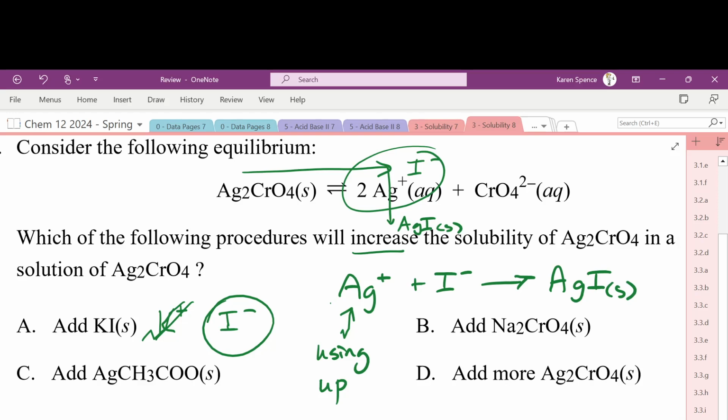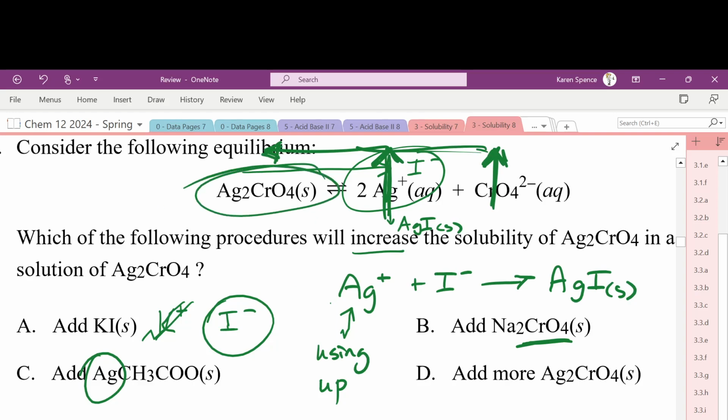Now, you could also do it by process of elimination. If you add silver, you're increasing the silver, which would cause it to shift to the left, which would certainly not increase the solubility. Same thing with adding chromate. Chromate would increase the concentration, which would shift it to the left. That would decrease the solubility. And adding more solid does absolutely nothing to the solubility. Okay, so that's doing it by process of elimination. If you eliminate C, B, and D, you're left with only A. Okay?